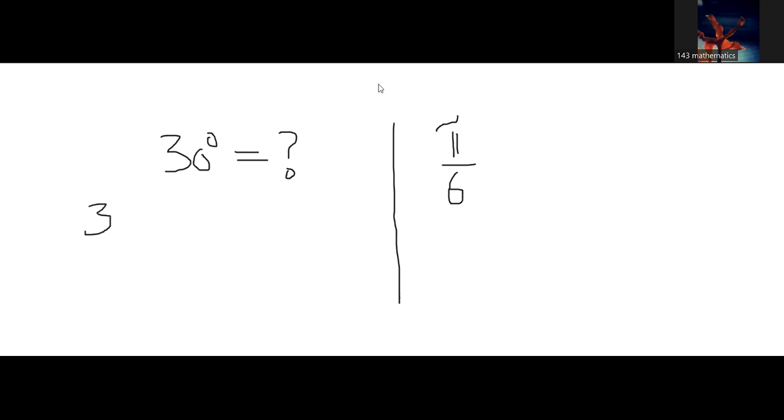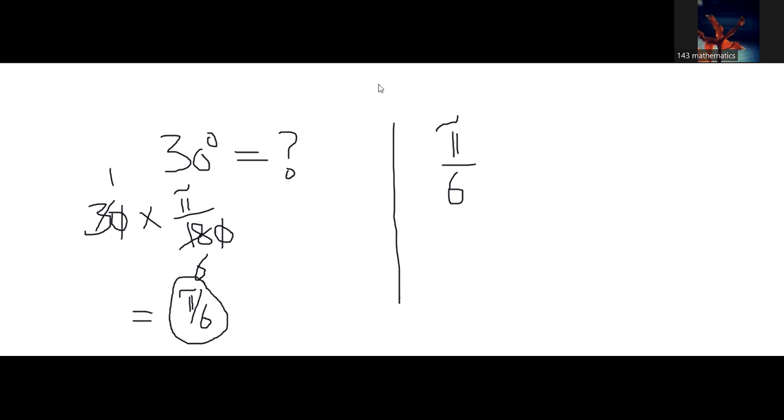30 will be multiplied by pi over 180. So 0 will be cancelled out with 0. 3 ones are 3, 3 sixes are 18. So 30 degree will be equal to pi over 6 radian. This is our answer in radian.